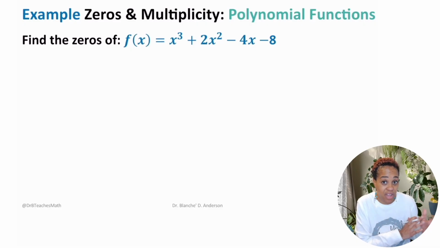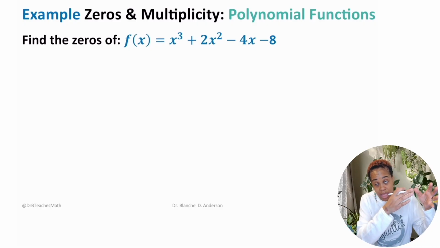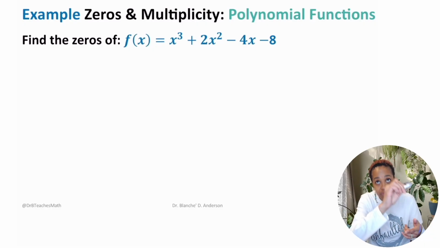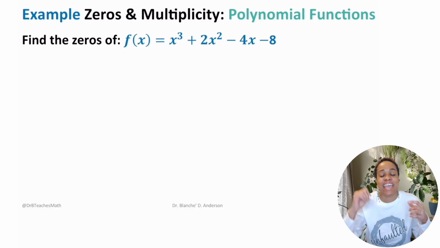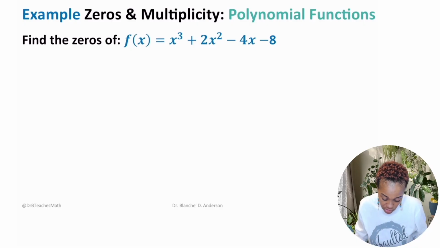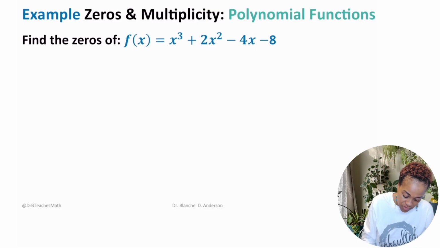It's just if you can find all the zeros and then know how many times that zero appears. If it appears an even number of times, it's going to touch that zero, that x-intercept, and it's going to turn around, whether top to bottom or bottom up. And if it has an odd number of times, it's going to slide straight through that x-intercept. So first, what you want to do is use factoring.